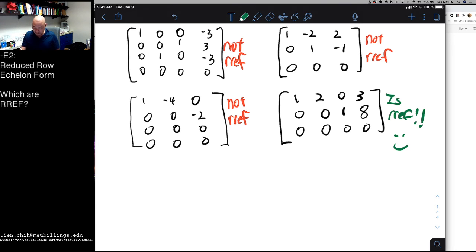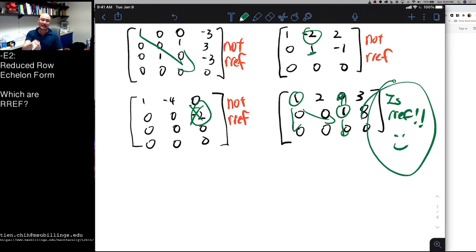So to recall again, the issue here is we want our ones to be descending rightwards. The issue here is that we can't have non-zero entries above or below our leading ones or pivots, and in this last case here, this should be a 1, right? So that's no good. But in this case, everything's good, that's good, that's good, everything's descending the right way, so that's RREF.